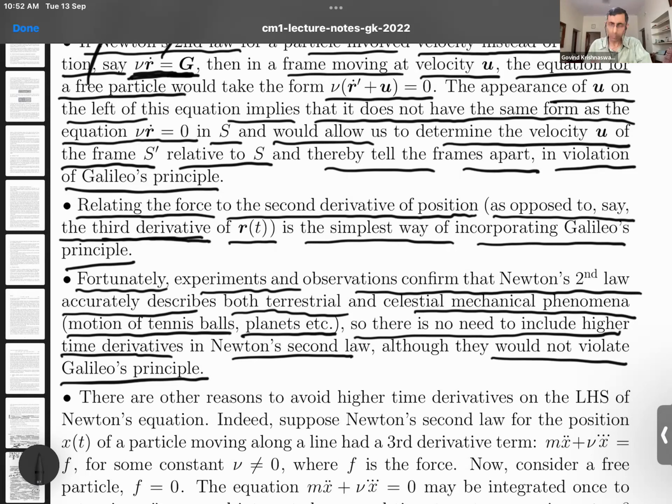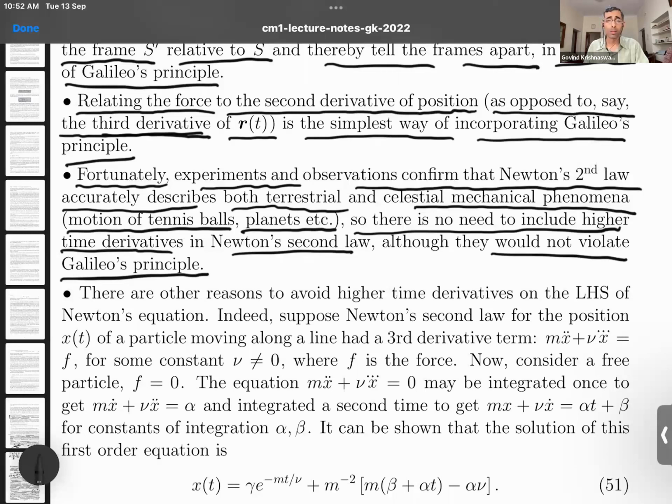So this idea of using the simplest possibility is often appealed to in physics. It's called the principle of Occam's razor. However, there are other reasons also. There are other reasons to avoid higher time derivatives on the left-hand side of Newton's equation.